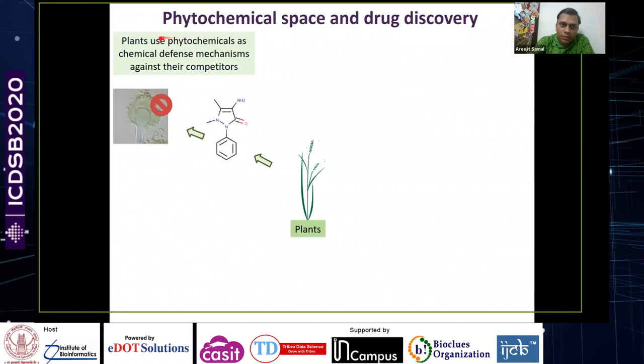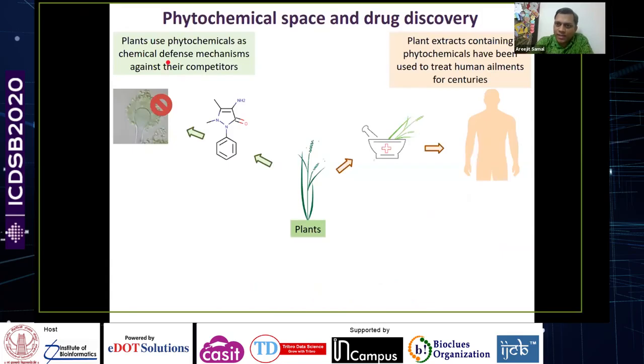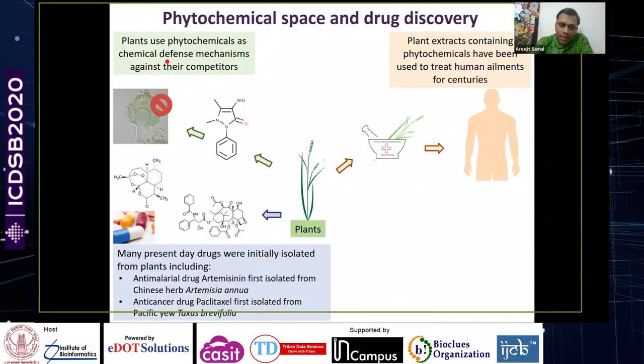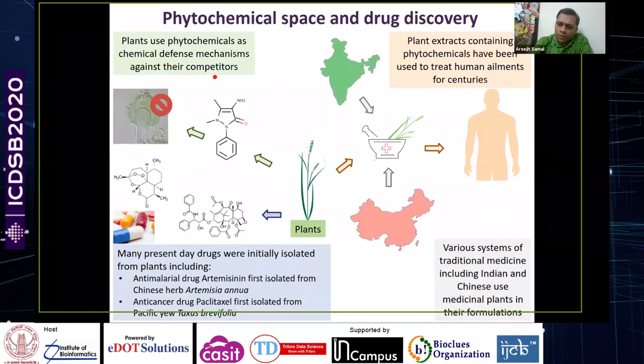As you know, plants use phytochemicals as chemical defense mechanisms against their competitors. We also know that plant extracts containing phytochemicals have been used to treat various human ailments for centuries. Also, many present-day drugs were initially isolated from plants. Prominent examples include the anti-malarial drug artemisinin and the anti-cancer drug paclitaxel. So, as we are aware, various systems of traditional medicine, including Indian and Chinese, use several of these medicinal plants in their formulations.